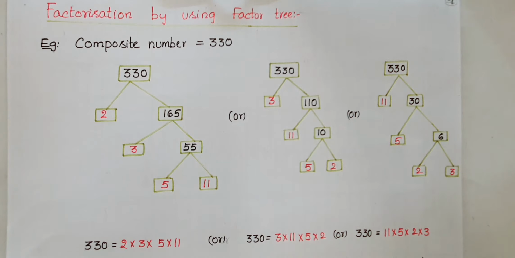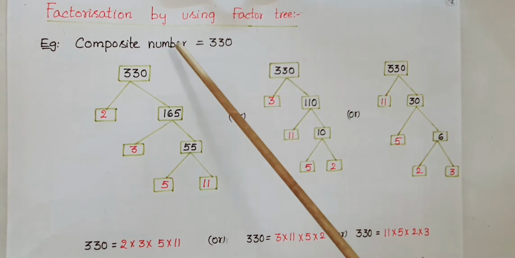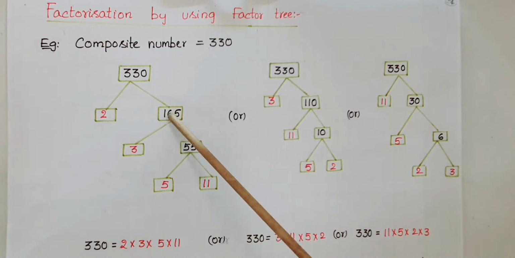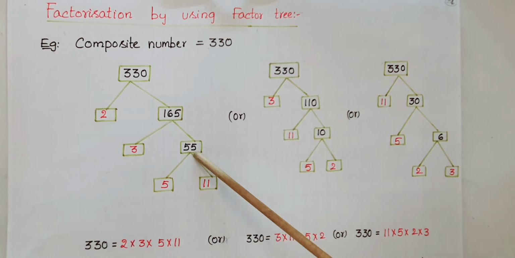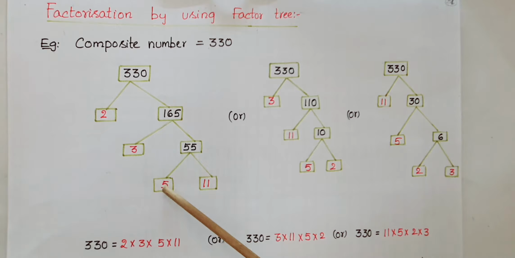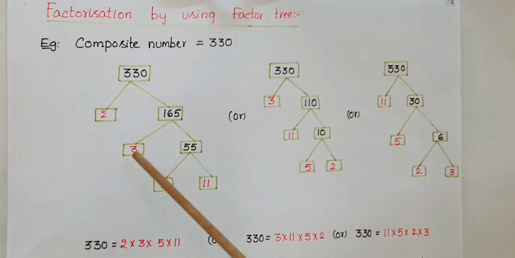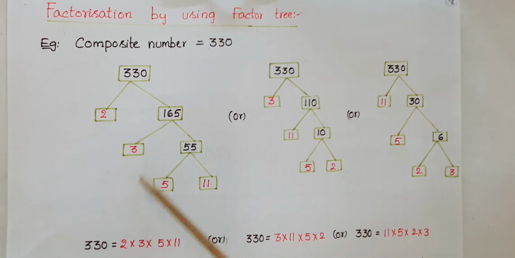Now I am going to tell about prime factorization by using a factor tree. For example, if you take the composite number 330, you can write it as 2 into 165 first. Again, 165 you can write as 3 into 55. And again 55 you can write as 5 into 11. So here these numbers are prime numbers. 2, 3, 5, 11 are prime numbers. So 330 you can write as the product of these prime numbers: 2 into 3 into 5 into 11.